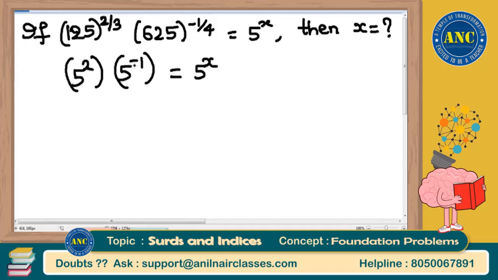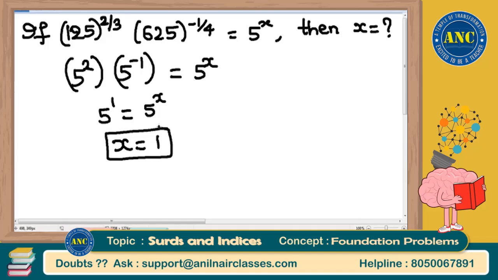So 5 power 2 into 5 power minus 1 is nothing but 5 power 1, equal to 5 power x. Powers are different, bases are same. So equate the powers. So the x value will be equal to 1. Simple.